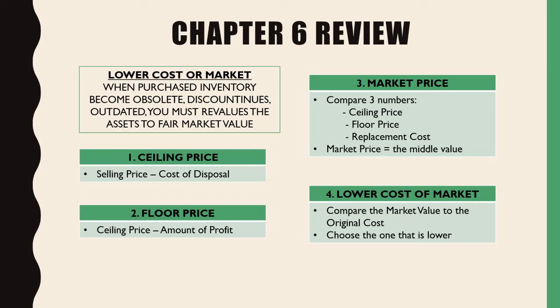And then when we're dealing with the market, we're comparing 3 numbers. We're comparing the ceiling, the floor, and the replacement cost. We're going to organize it in numeric order, whether it's highest to lowest or lowest to highest. And we're going to determine the middle price is going to be the market price. And then from there, you're going to compare. Well, what was the original cost? And you're comparing it to the market cost. And you're answering the question, which one's lower, cost or market? Okay?